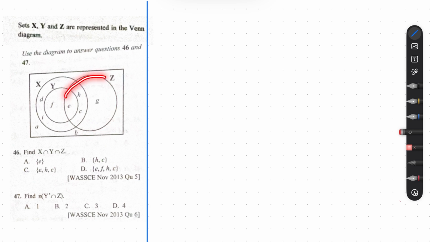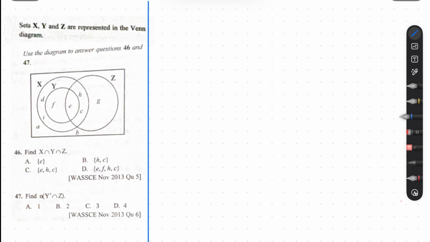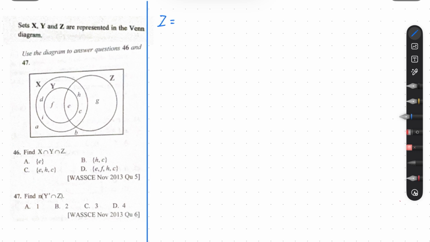Okay, so this whole set is Z, so it contains E, H, C, and G. So let's write it down. The set Z is what? The set of E, H, C, and G. Okay, so let's rewrite it so that it is in the order of the alphabet. So we have C, E, G, H. Okay, now let's look at X.